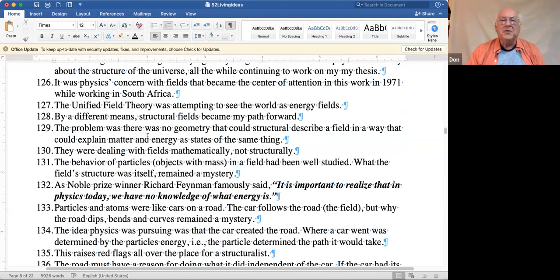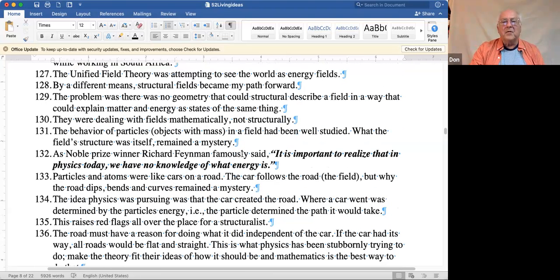By different means, structural fields became my path forward. The problem was there's no geometry that could describe a field in a way that could explain matter and energy as states of the same thing. They were dealing with fields mathematically and not structurally. The behavior of particles, objects with mass, in a field had been well studied. What field structure was itself remained a mystery.